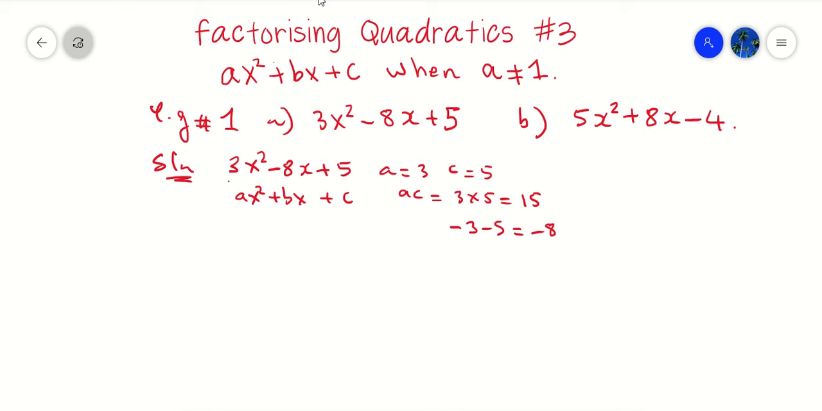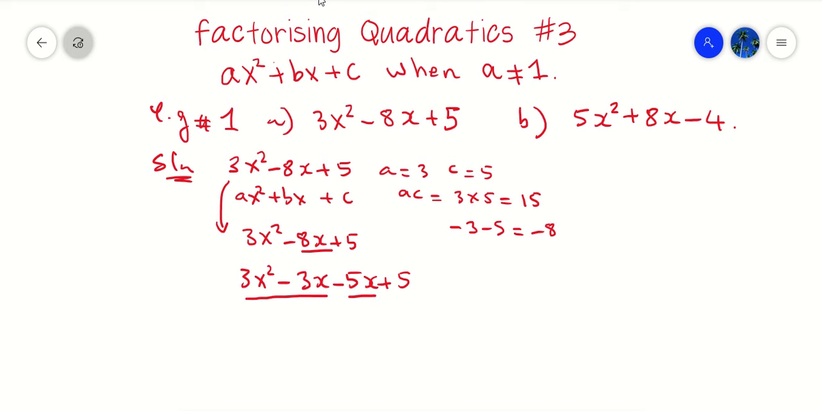Kwa hiyo tukichukua expression yetu tuliopewa 3x square minus 8x plus 5, we are splitting the middle terms, lakini middle terms is equal to what? -3 minus 5. Kwa hiyo tutaandika 3x square minus 3x minus 5x. This is the same as minus 8x plus 5. Then factor out the first two terms and the last two terms.